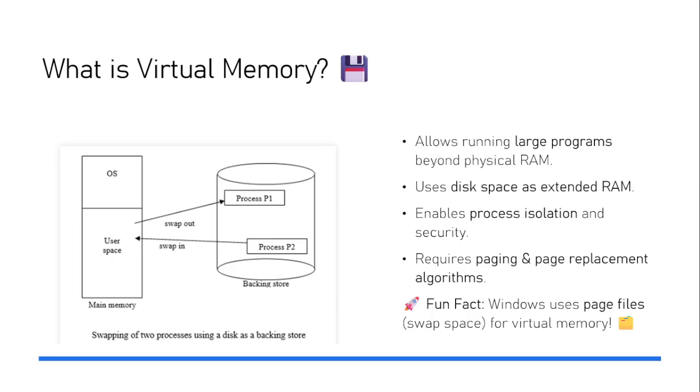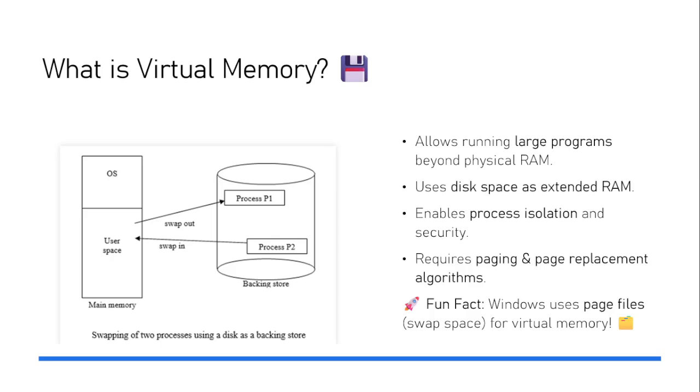The OS moves less used data from RAM to a specific file on your disk called a page file or swap space. When it is needed, it swaps the data block back into RAM. This process allows multiple programs to run smoothly even if RAM is limited. But there's a catch: disk storage is way slower than RAM, so excessive swapping can slow down performance. That's why having more RAM is always better.